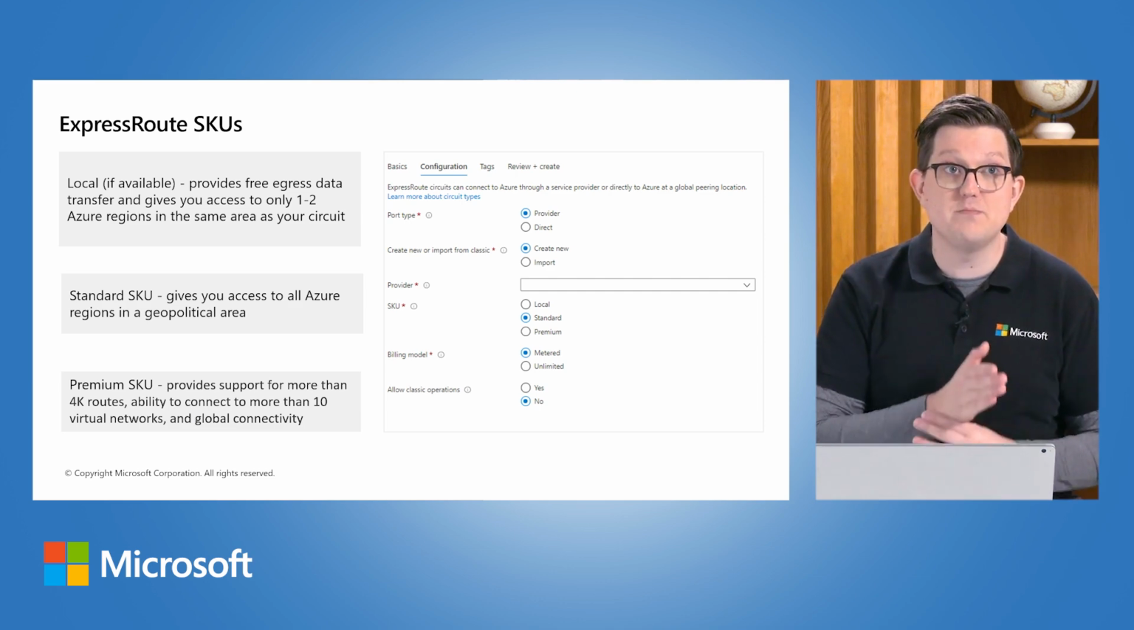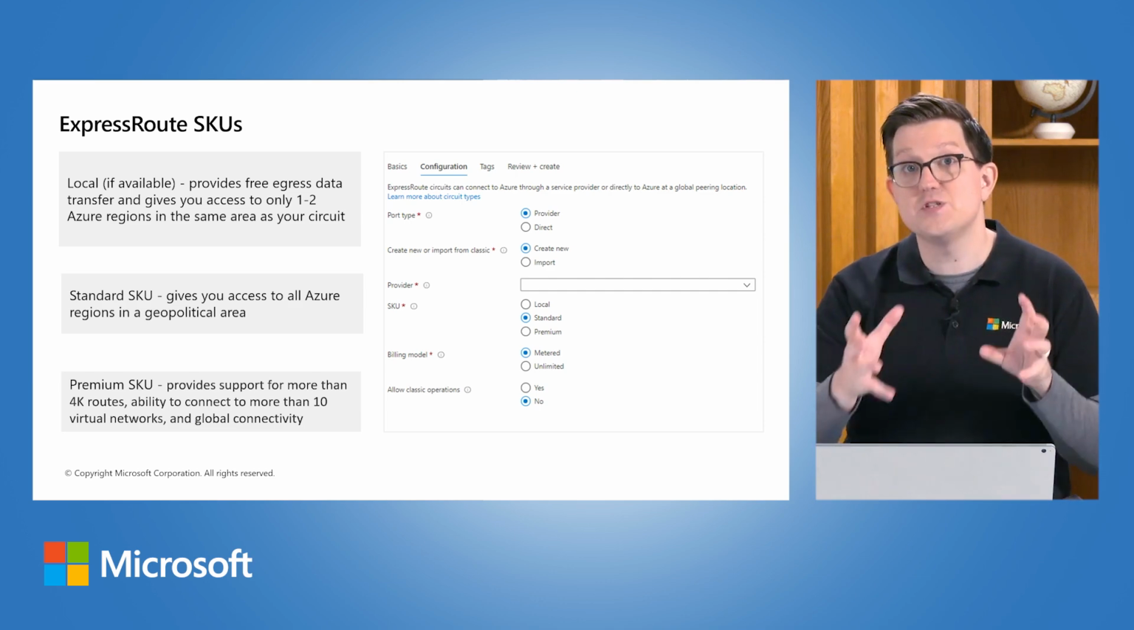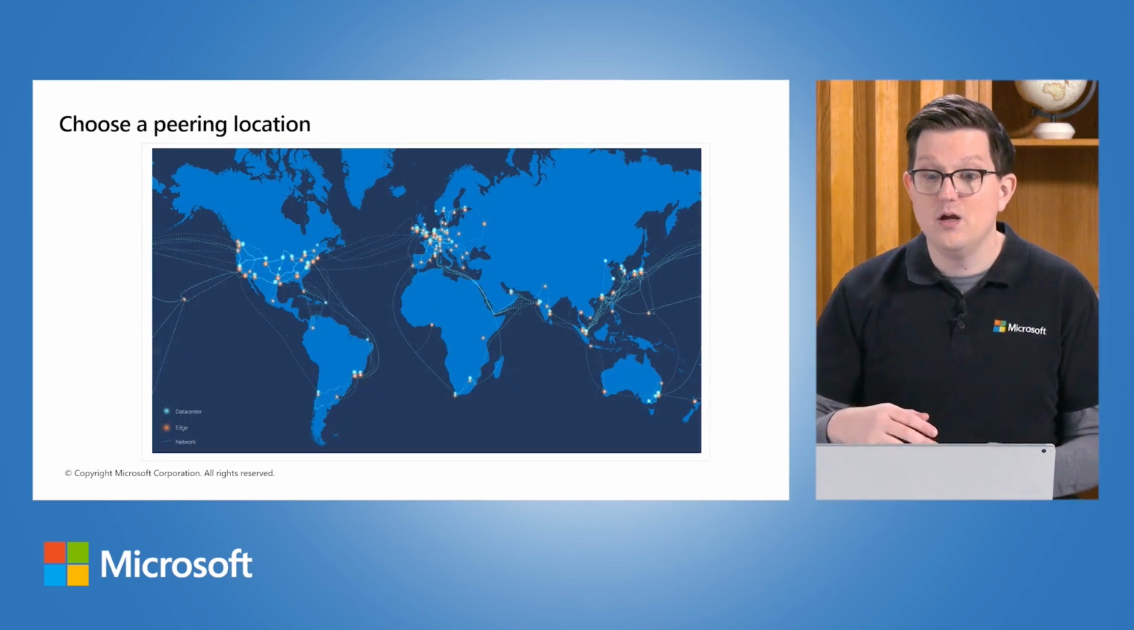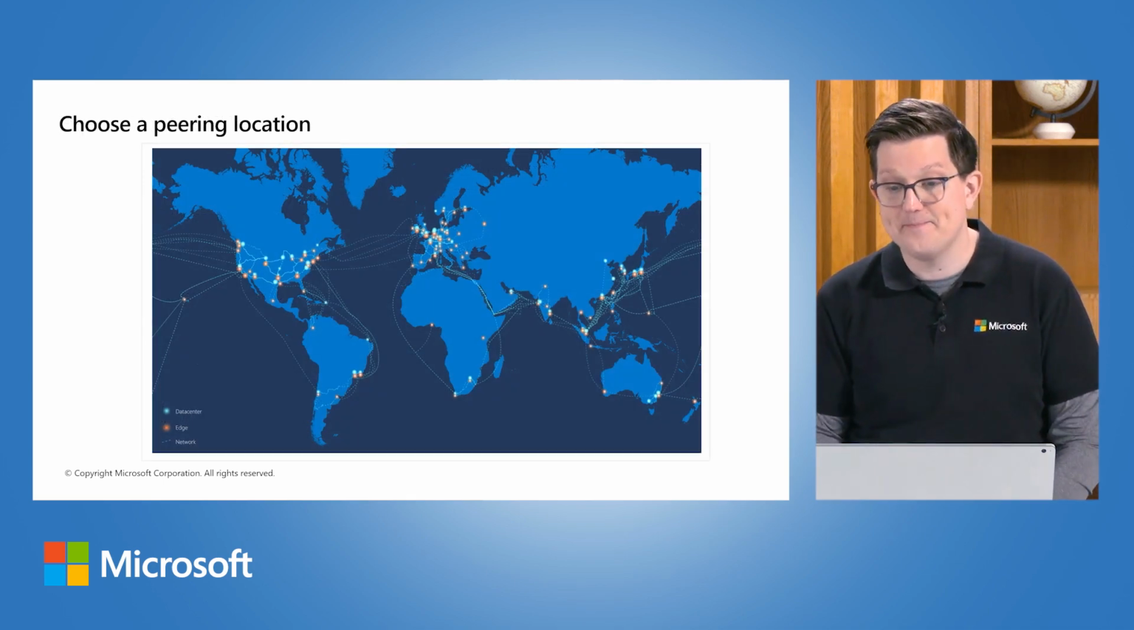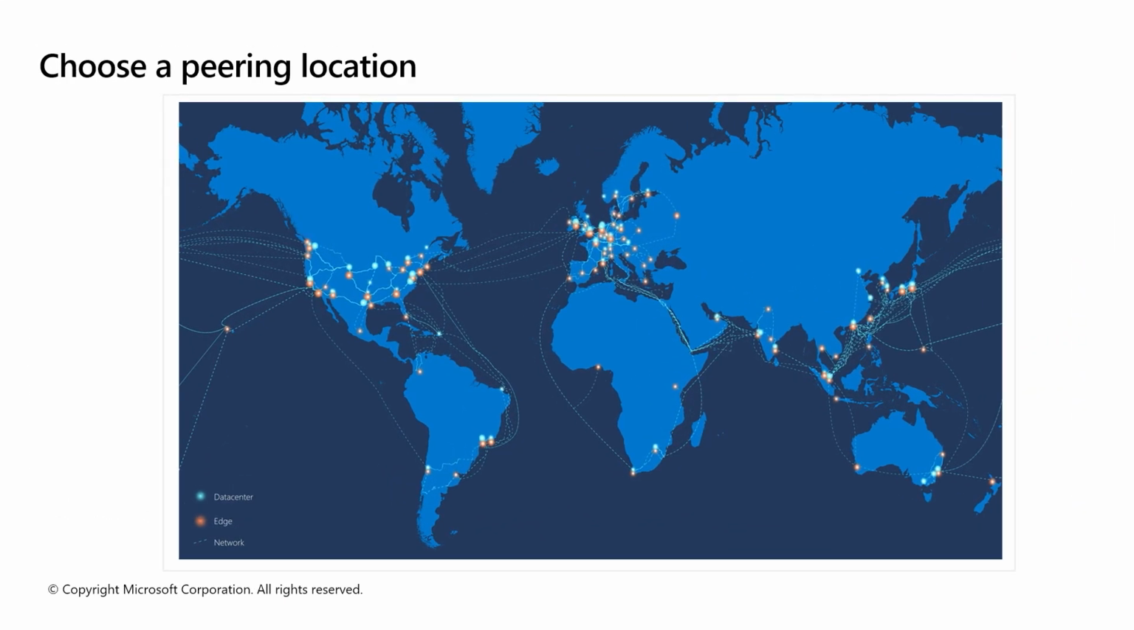Now, the next thing you'll need to pick, once you've chosen the type of SKU you're looking for, is where you're going to deploy it. If you see the yellow locations on this map, these represent Microsoft Edge nodes, where our secure edge is actually located. And there are significantly more edge locations than there are regions. This allows us to have scale and allows you to hop onto the Microsoft private backbone as quickly as possible.